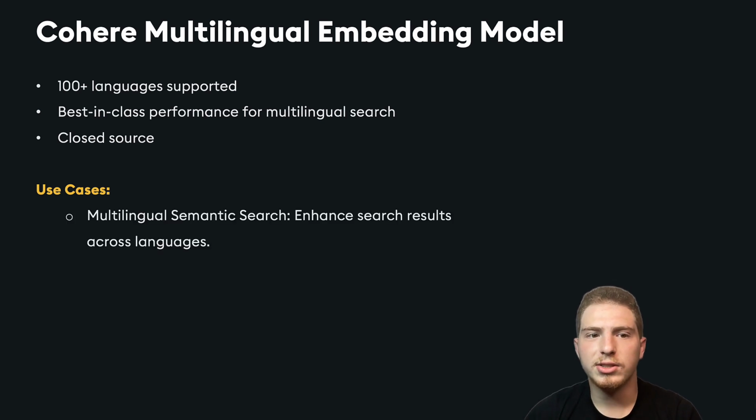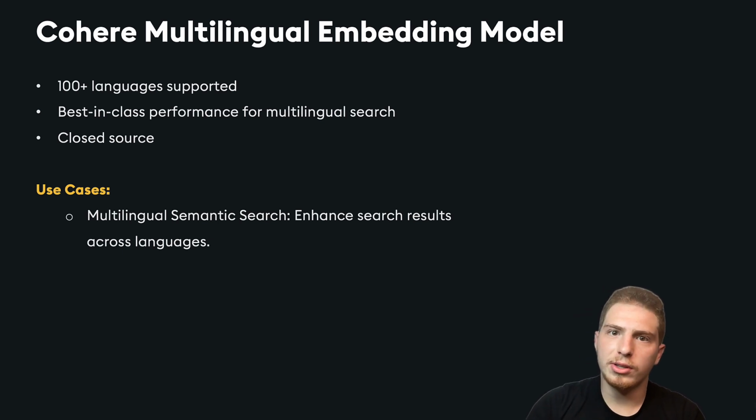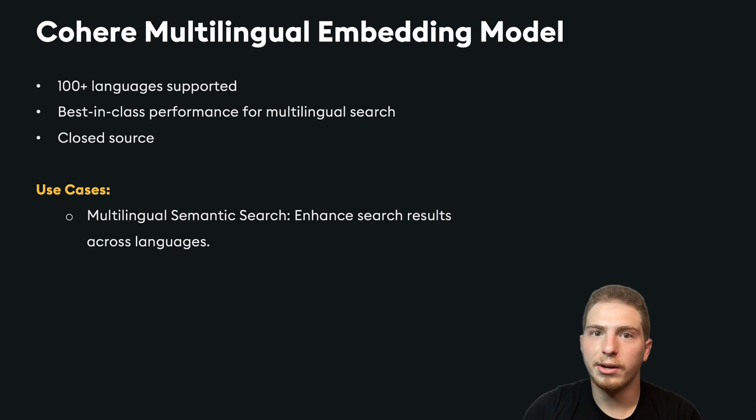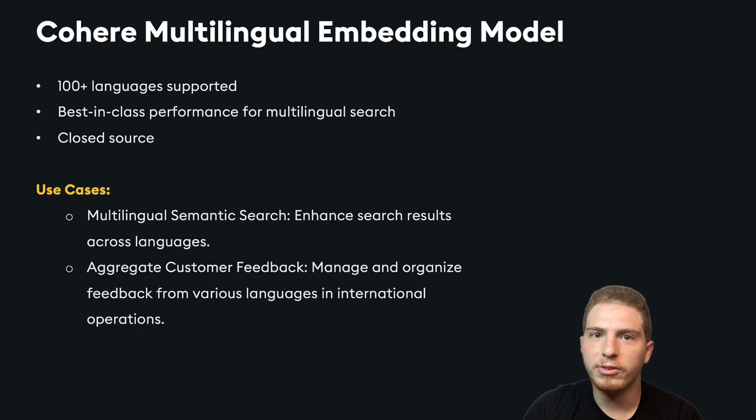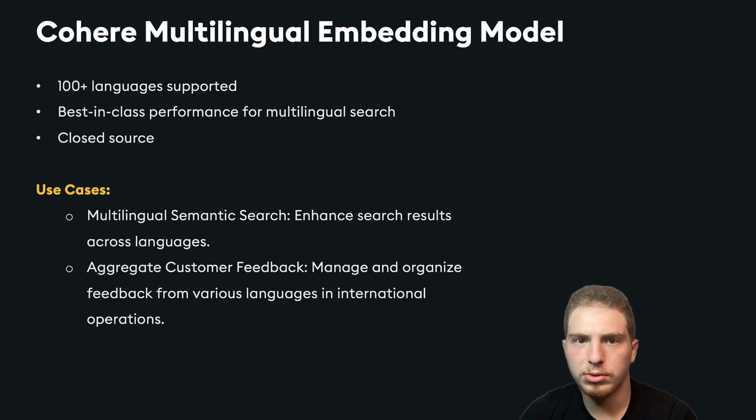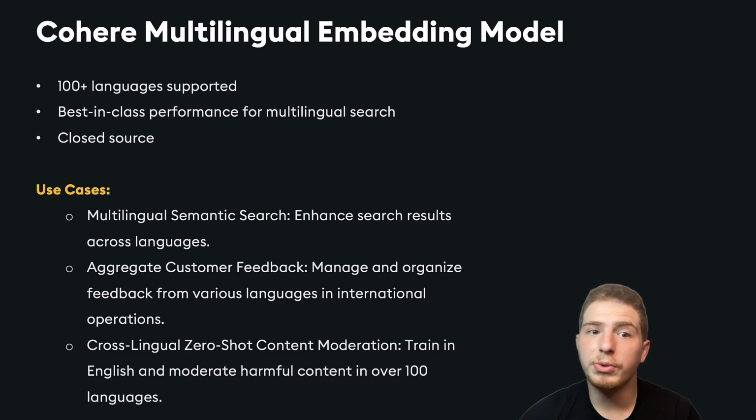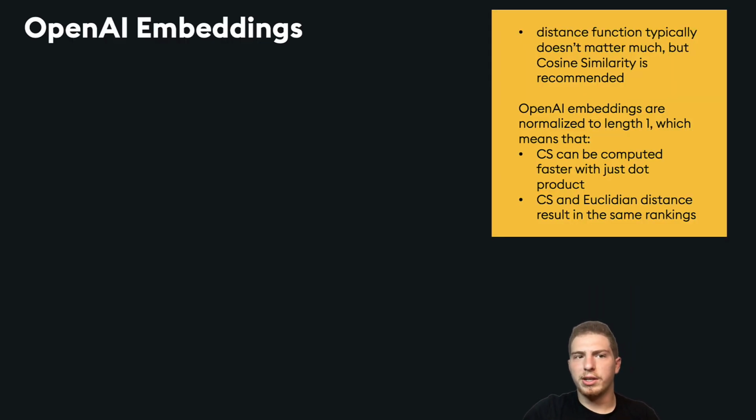Its main use cases are multilingual semantic search. If you're dealing with a lot of multilingual data, this model is going to perform much better than something that is based mostly on English data. For example, if you're aggregating customer feedback, which is often in many different languages, this is going to be really useful to search for similar comments and to aggregate and classify and cluster them in some way. It could also be used for cross-lingual zero-shot content moderation, which means it can detect harmful content in over 100 languages.